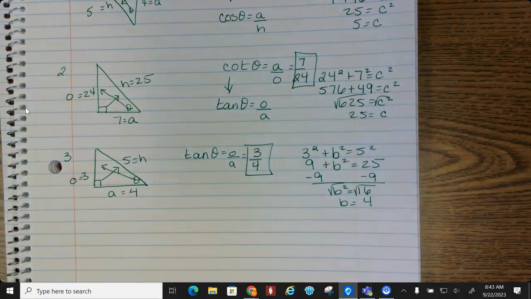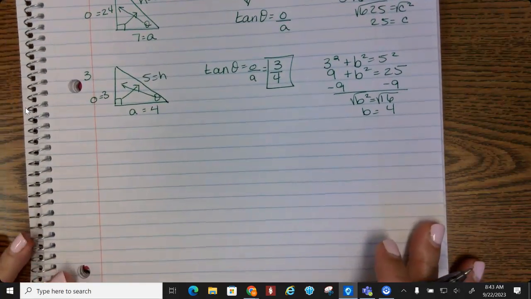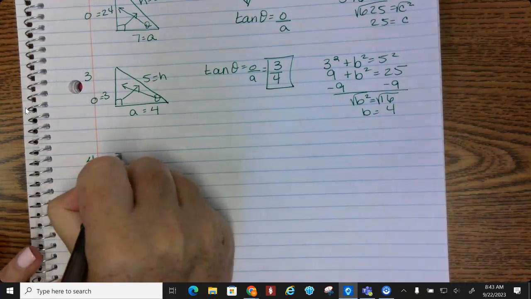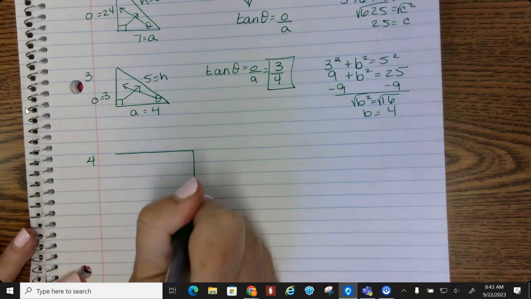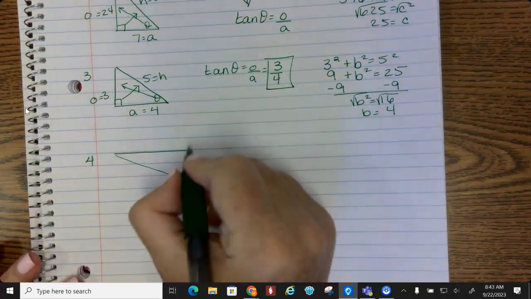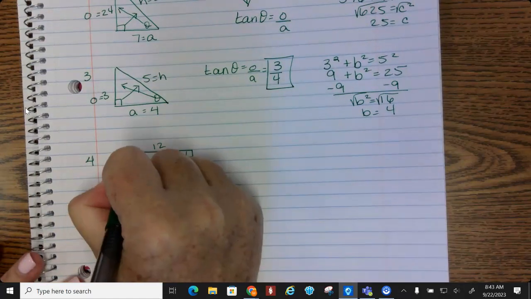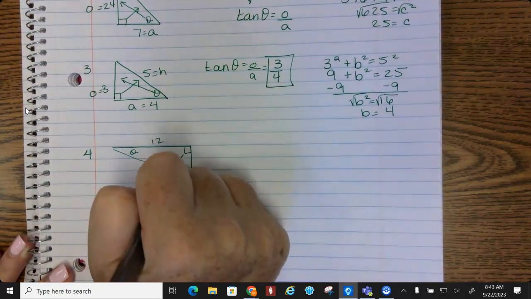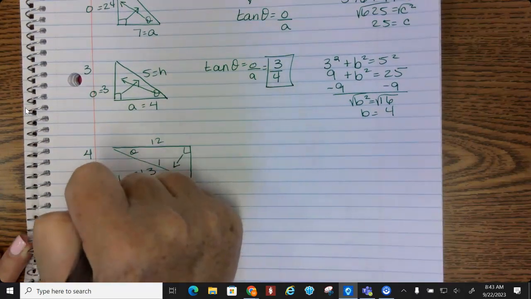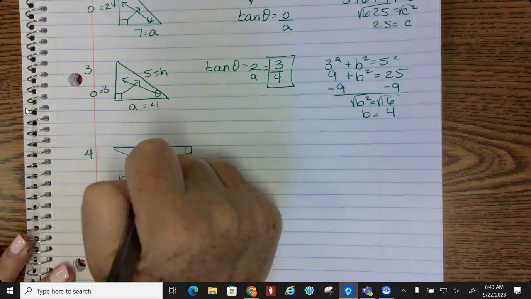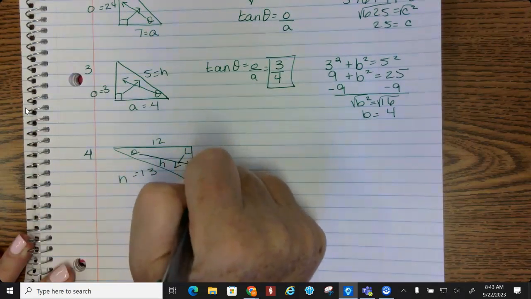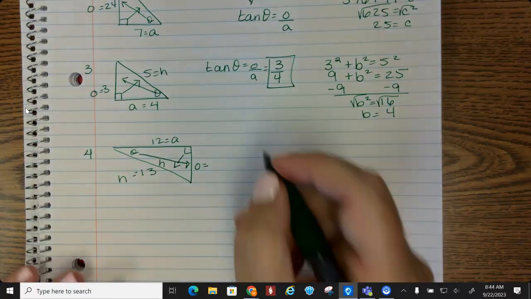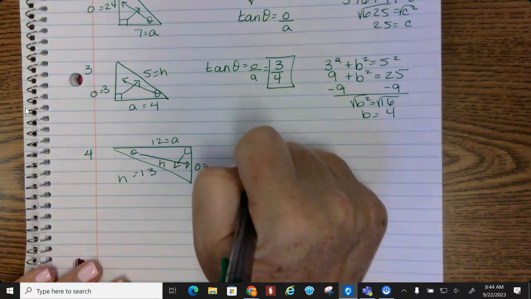Okay, and then the last right triangle problem. 12, theta, and 13. So again, label, hypotenuse, this is going to be opposite, leftover is adjacent. And what I'm trying to find is cosecant.